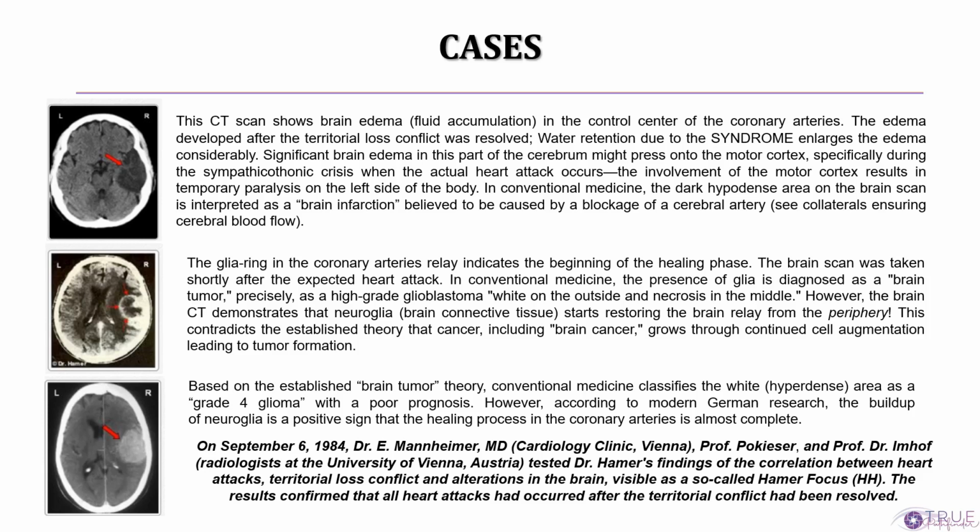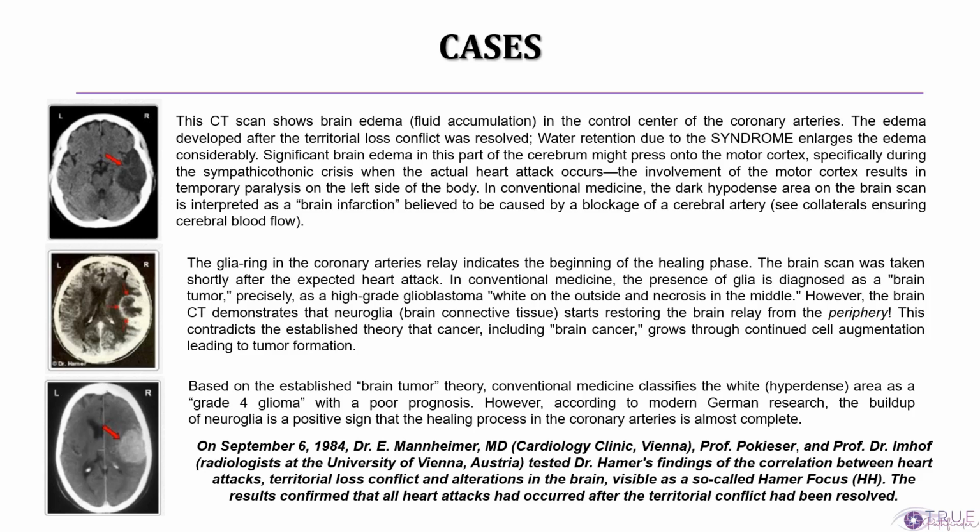And this contradicts the established theory that cancer, including brain cancer, grows through continued cell augmentation, leading thereby to tumor formation. Based on the established brain tumor theory, conventional medicine classifies the white hyperdense area as a grade 4 glioma with a very poor prognosis. However, according to modern German research, the buildup of neuroglia is a positive sign that the healing process in the coronary arteries is almost complete.